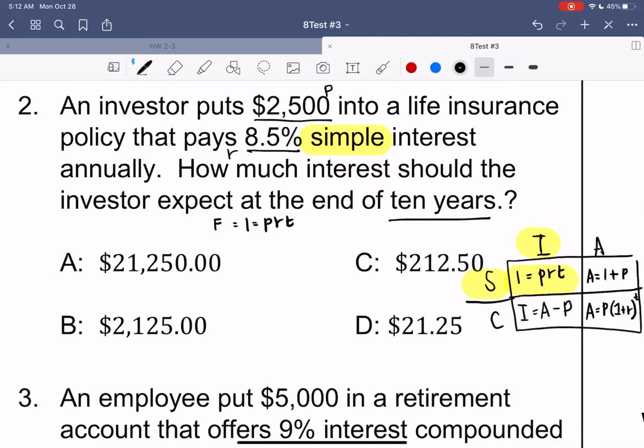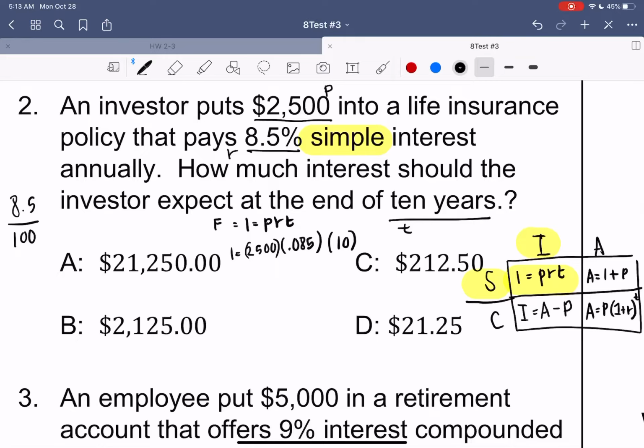So when I substitute, I equals 2,500 times 8.5, but 8.5 has to be as a decimal, so 8.5 divided by 100, that's going to give me 0.085, and then our time is 10 years, so I'm going to have to multiply 2,500 times 0.085 times 10.